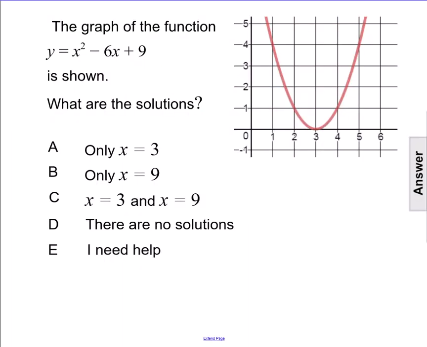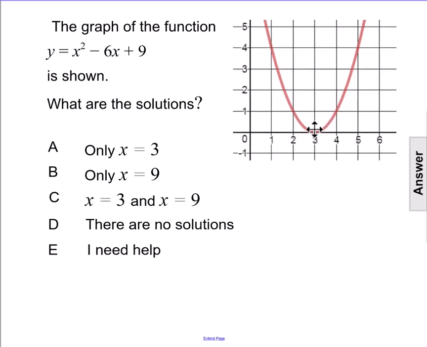The graph of the function y equals x squared minus 6x plus 9 is shown. What are the solutions? So in this question, we're not asking how many solutions, we're just asking what those solutions are. Now, graphically, we can look at this, and we see it touches the x-axis right here at one point at x equals 3, or the coordinate 3, 0. So graphically, we see it only touches at x equals 3.